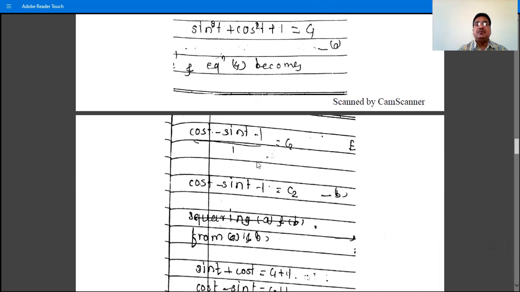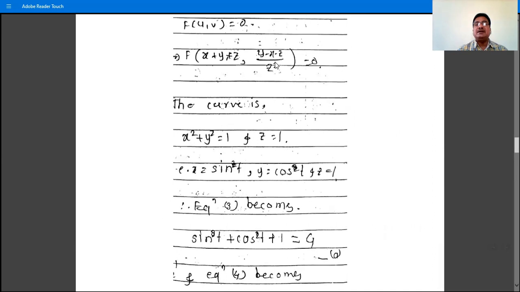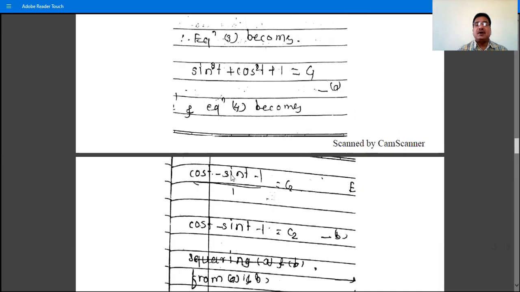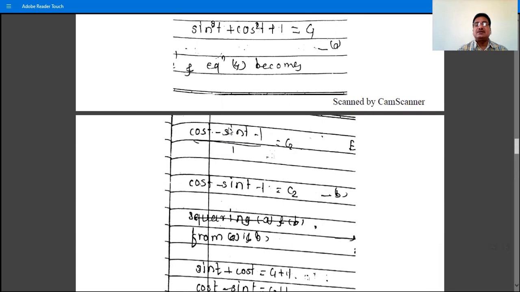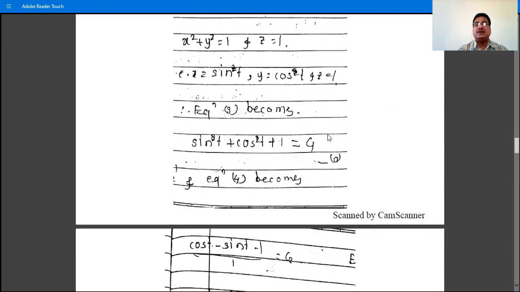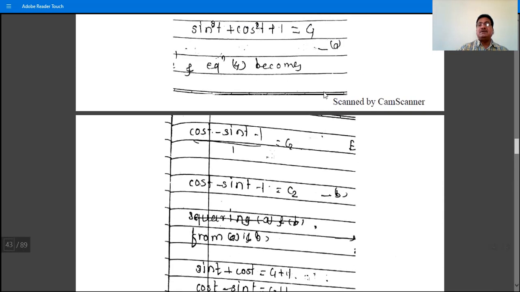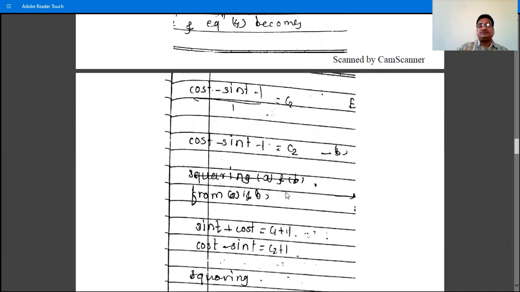and the equation 4 becomes, equation 4 is what? (y minus x minus z) by z square. So y as cos t minus x as sin t minus z as 1 divided by z square. Z is 1, so its square is 1, is equal to c2. Now we have cos t minus sin t minus 1 is equal to c2. This is equation number, suppose, small b. Now from equation number a and b we have to find the relation between c1 and c2.